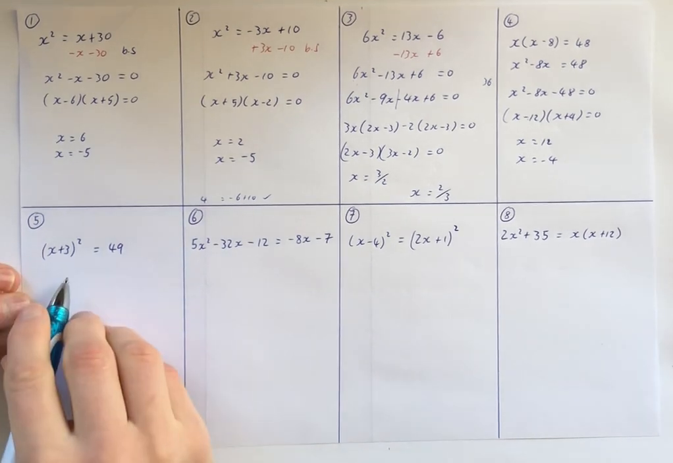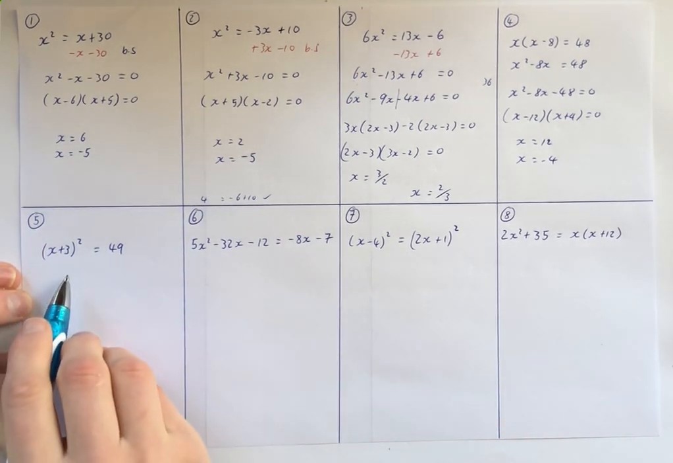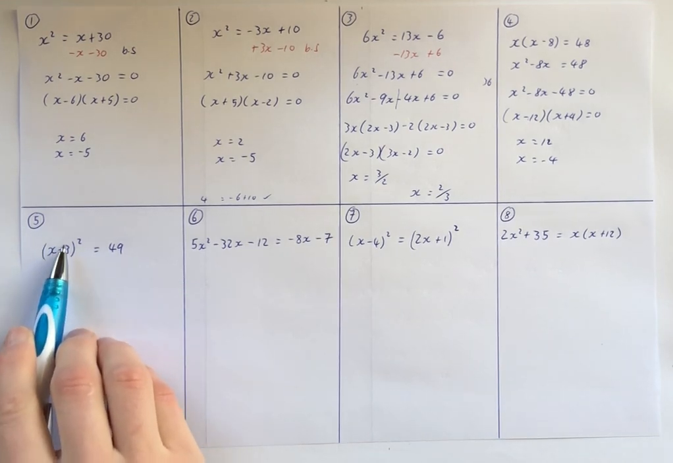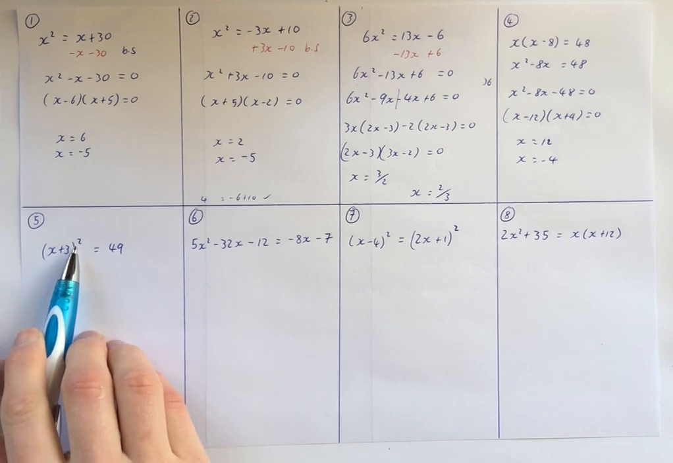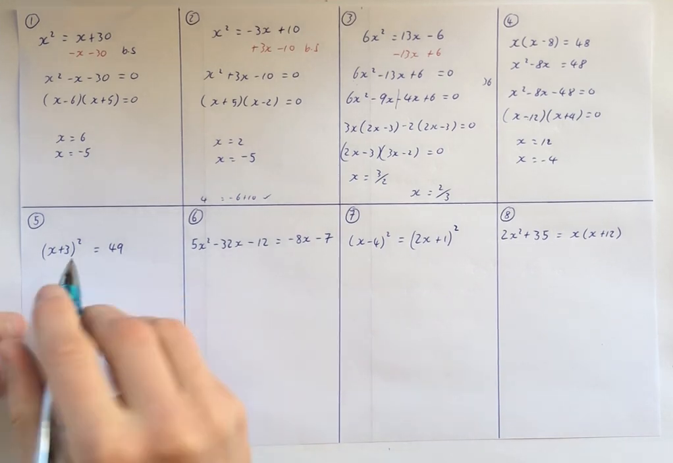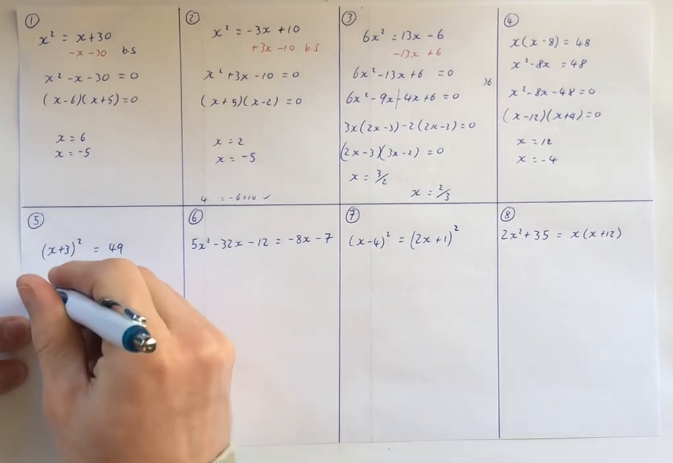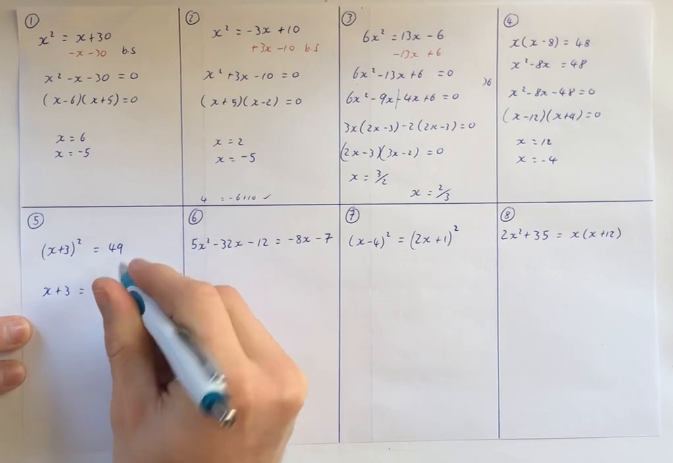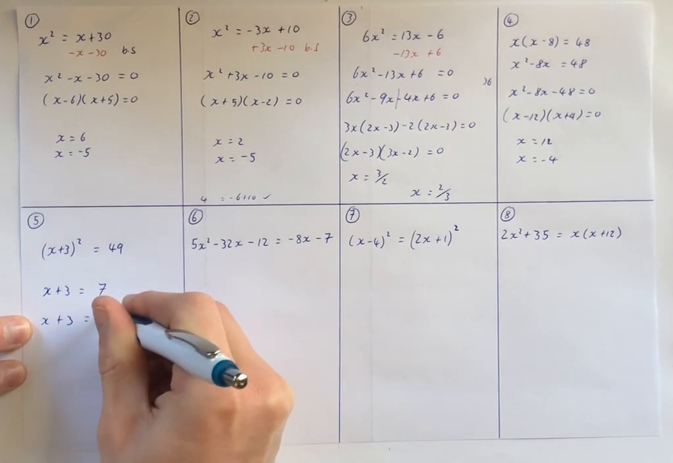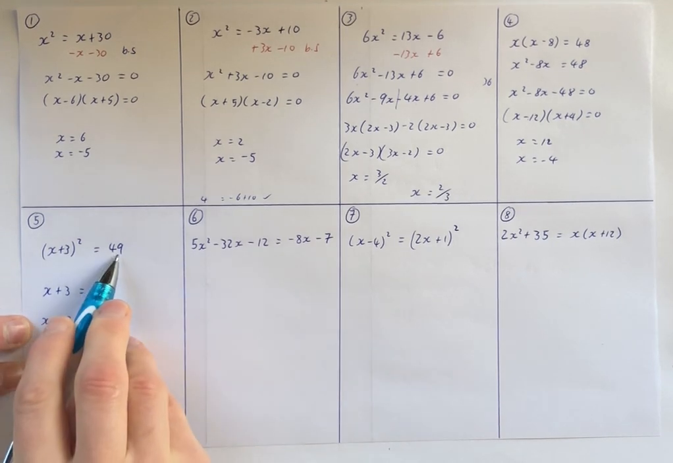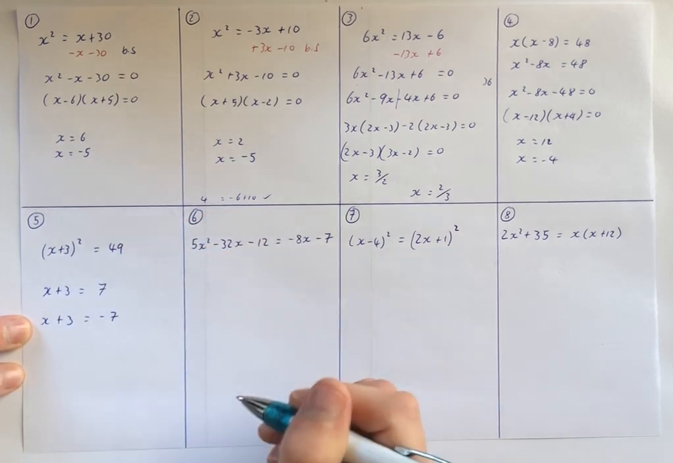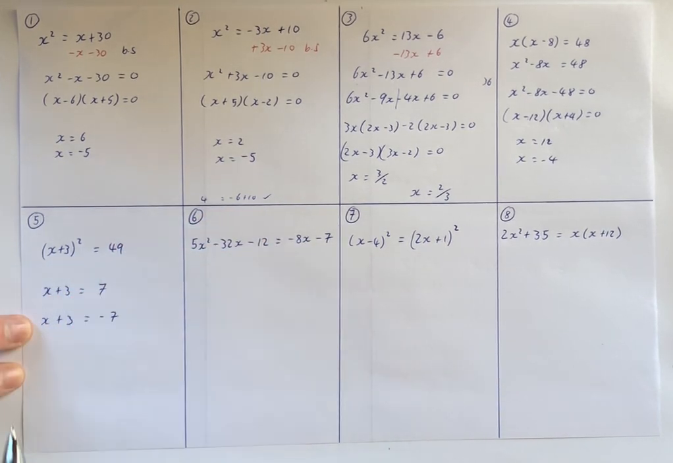Okay, here we go. Well, I might do this one a little differently. What you could do on this is expand this out to x squared plus 6x plus 9 equals 49. Subtract the 49 and get negative 40. Or what happens if we square root both sides? X plus 3 is going to equal positive 7, and x plus 3 would equal negative 7. Because obviously when you square root 49, 7 is a solution, and negative 7 squared is 49.